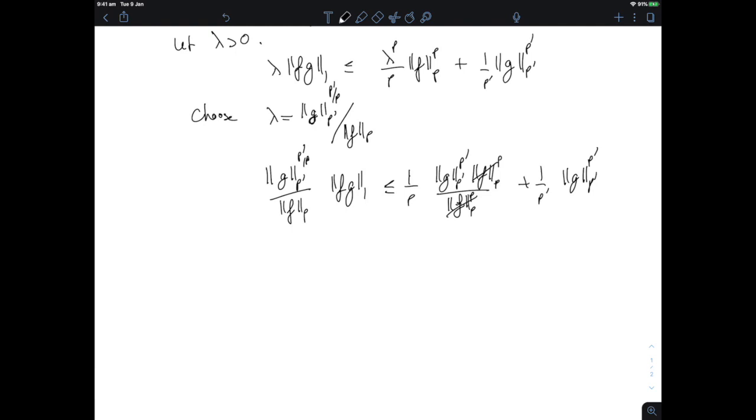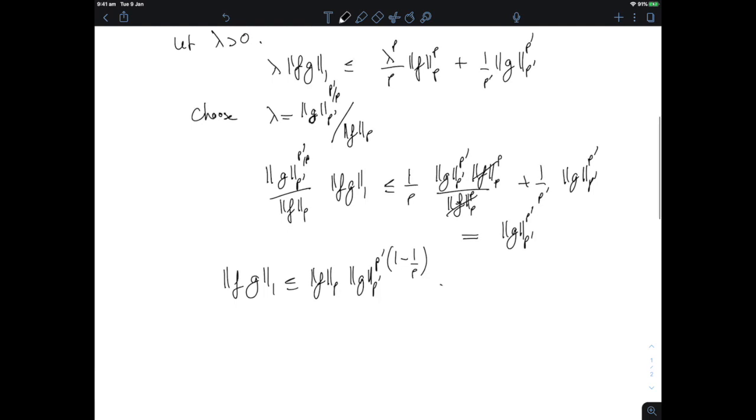Okay, but remember that 1 upon p plus 1 upon p prime is 1, so this right-hand side is exactly equal to the LP prime norm of g raised to the power p prime. And now I can multiply by 1 upon lambda on both sides, and I get that the L1 norm of fg is smaller or equal to the norm of f in LP times the norm of g in LP prime raised to what power? To the power p prime times 1 minus 1 upon p. But 1 minus 1 upon p is 1 upon p prime. So this is exactly the power 1 here. So I get the inequality.